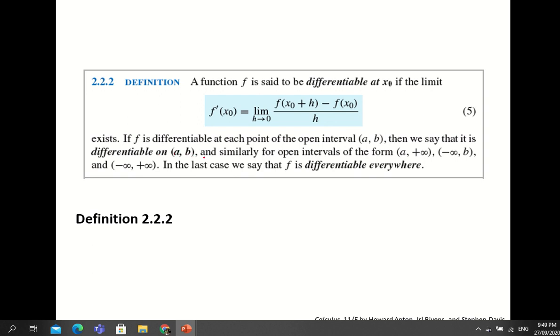And similarly for open intervals of the form (a, positive infinity), meaning from the value a towards positive infinity, but excluding them, no? The a and the positive infinity, as well as the open interval negative infinity to b, and negative infinity to positive infinity. So in the last case, we say that f is differentiable everywhere. All right, so differentiable everywhere.